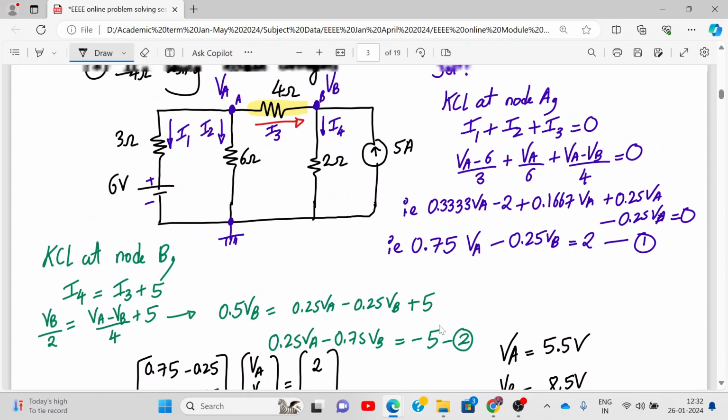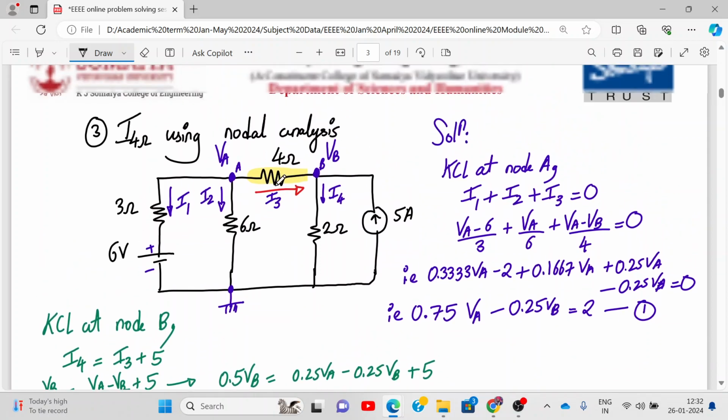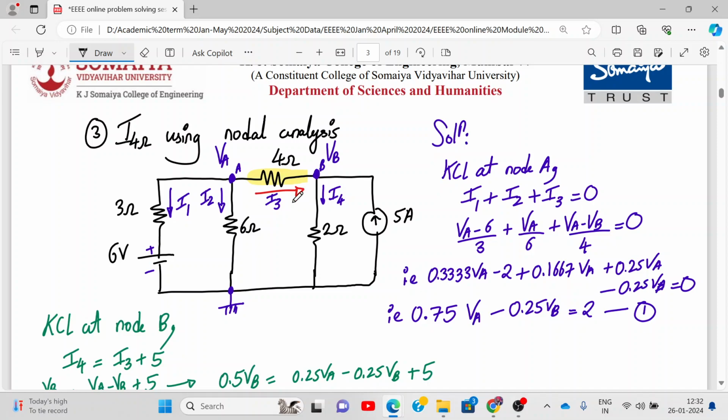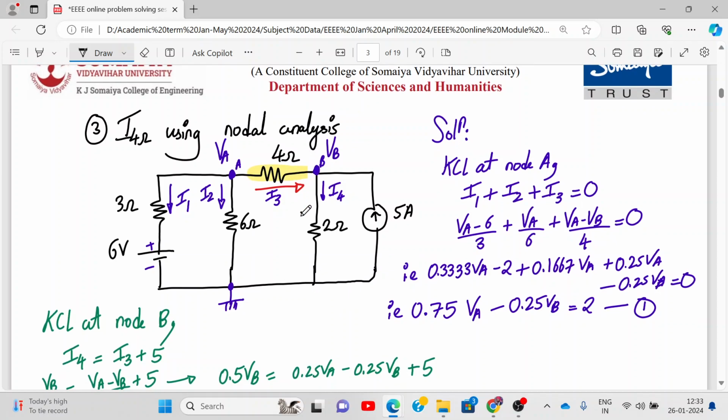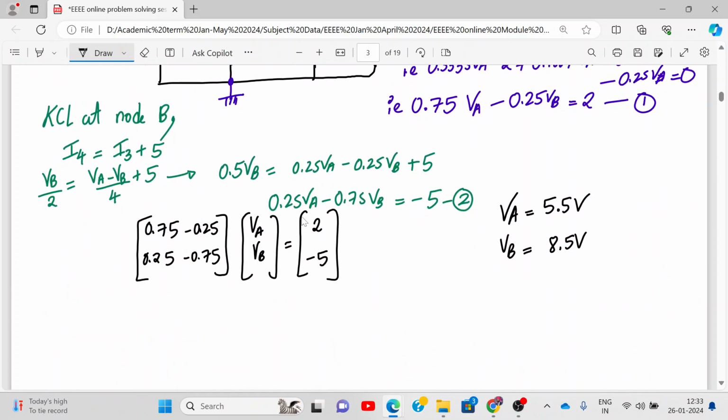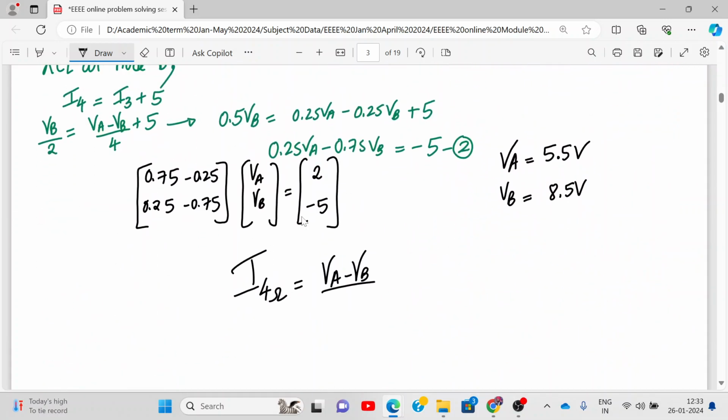Alright. So now what is I3, or what is the current flowing through the 4 ohm resistance? I3 is VA minus VB upon 4. So let's find the current through the 4 ohm resistance: it is VA minus VB upon 4, so 5.5 minus 8.5 upon 4. So actually minus 3 by 4, right? So the current flowing through the 4 ohm resistance is minus 0.75 amperes.